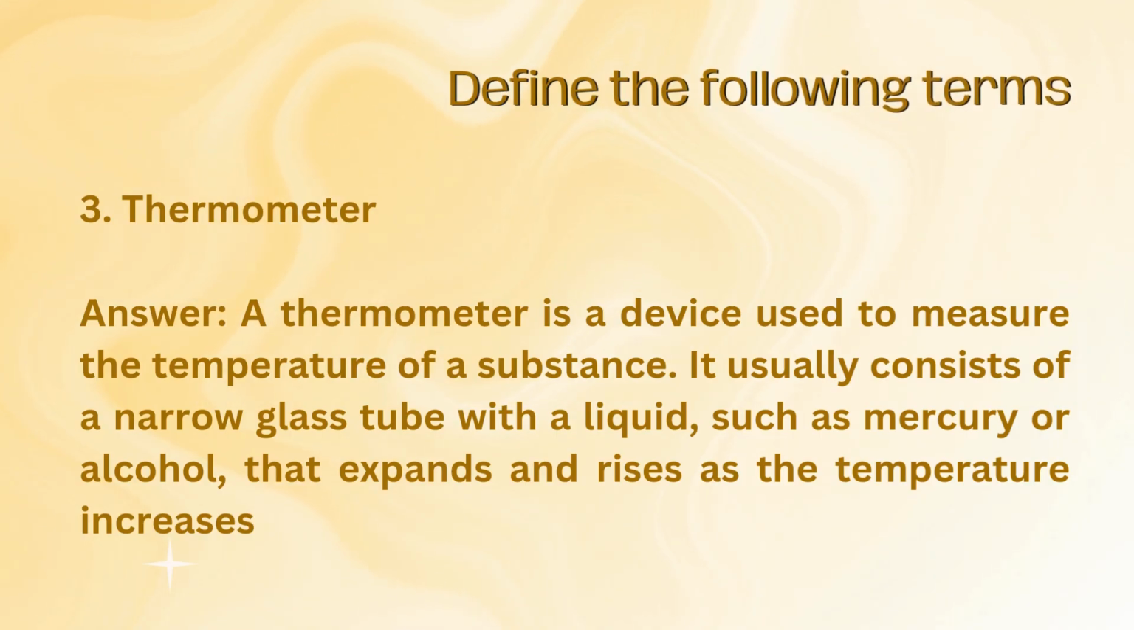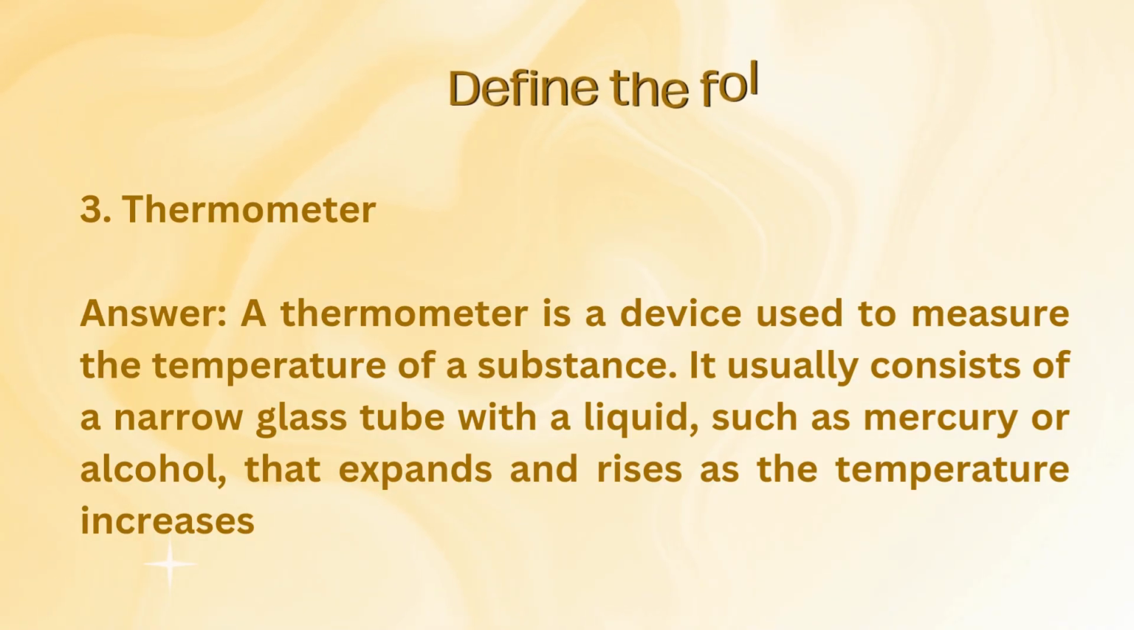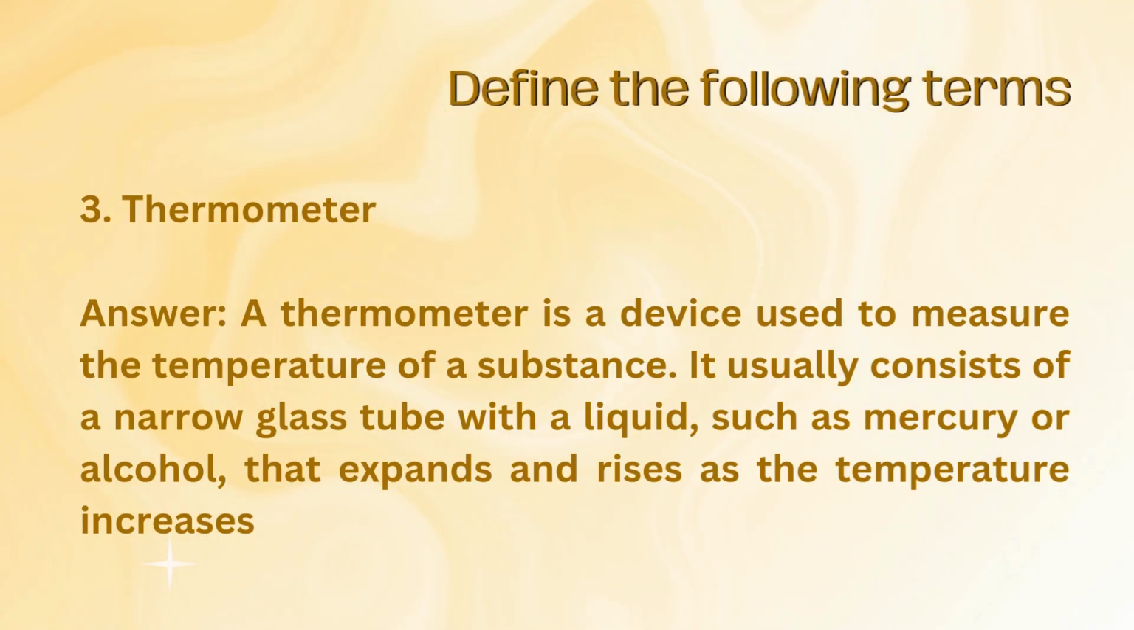Answer, a thermometer is a device used to measure the temperature of a substance. It usually consists of a narrow glass tube with a liquid, such as mercury or alcohol, that expands and rises as the temperature increases. 4.